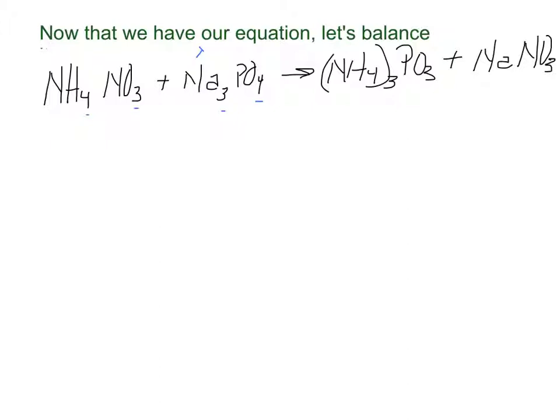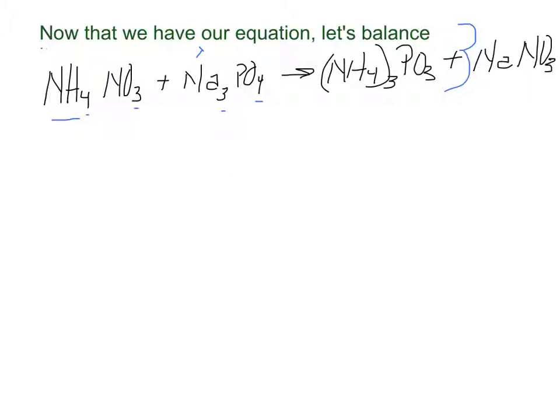I have 3 of them over here, but here I only have 1. So I have to put a big 3 in front of that. So now I have 3 sodiums on this side of the reaction arrow and 3 sodiums on this side. Now that's my only metal. So now I work on my non-metals. Let's just start at the very front of the equation here. We'll work on the ammonium.